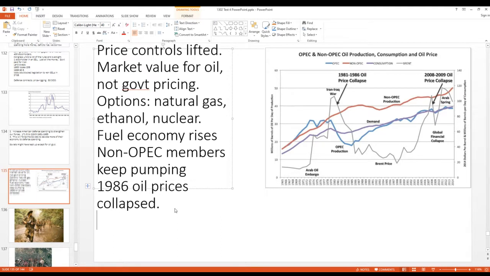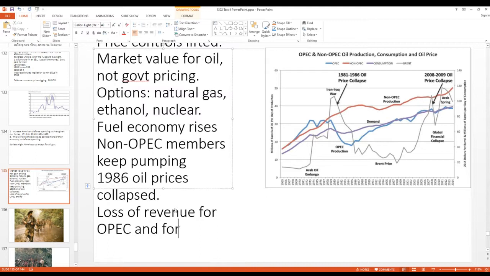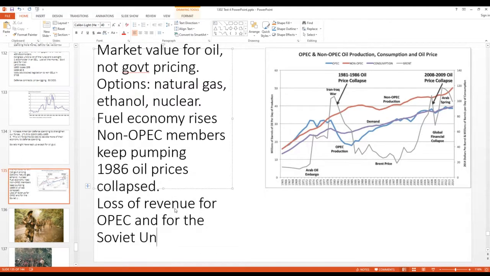This caused a serious loss of revenue for OPEC and for the Soviet Union. So the Soviets are one of these non-OPEC producers. So they kept pumping, but prices kept dropping. And some economists will see the collapse of oil prices as really the thing that finally broke the Soviet Union.